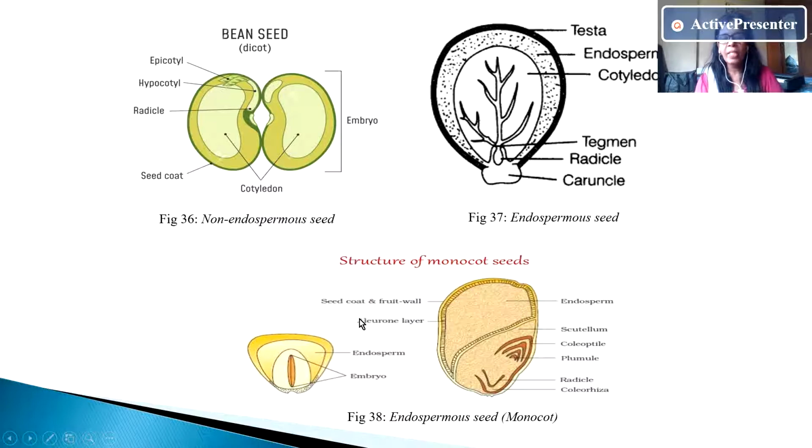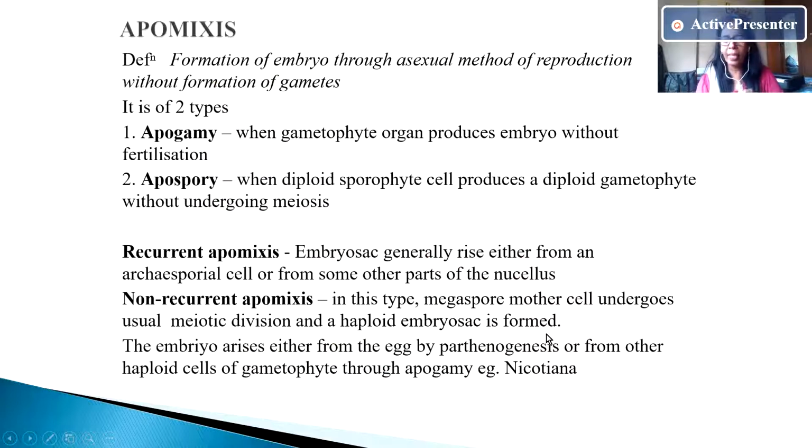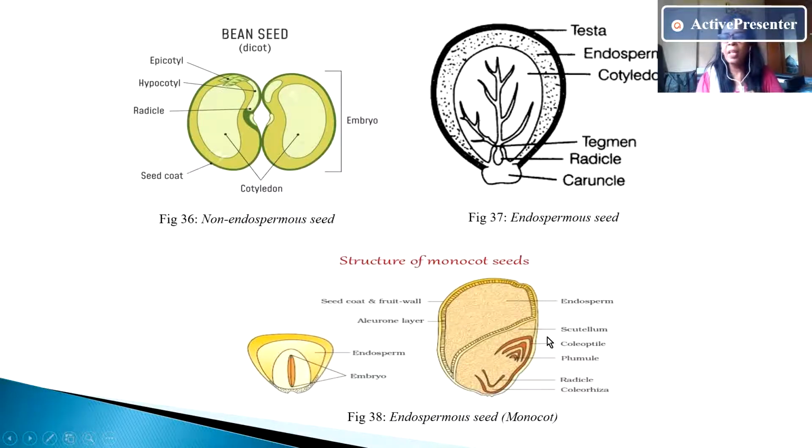Here you can see the structure of a monocot seed. It is an endospermous seed, for example maize, etc. The endosperm is edible. And here you can see the scutellum, that is the cotyledon, the coleoptile, that is the covering of the plumule, and the coleorhiza, the covering of the radicle, etc.